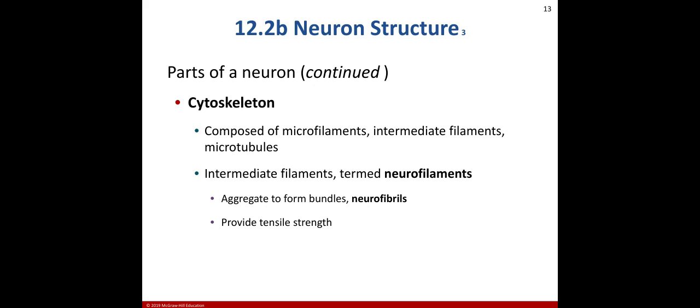This last little piece we have to look at here is the cytoskeleton. So we know that we've got cytoplasm. So we've got these microfilaments and intermediate filaments and microtubules inside of that cytoplasm, whether it's in the cell body or the axon. And they're special because we call them neurofilaments because they're in this nervous tissue. And really, they're going to group together to make neurofibrils, which is going to provide strength to the neuron.